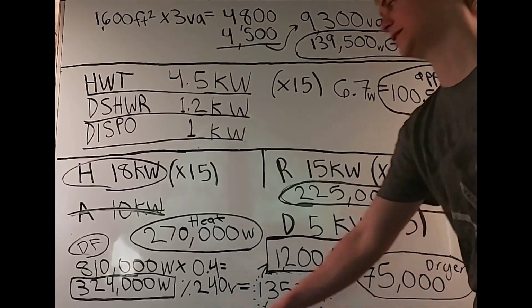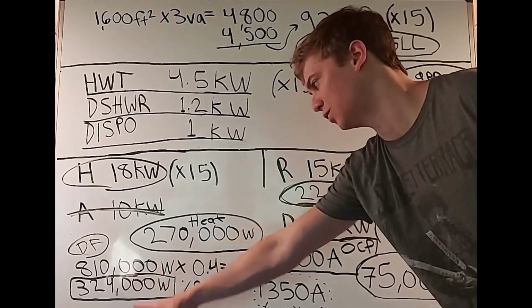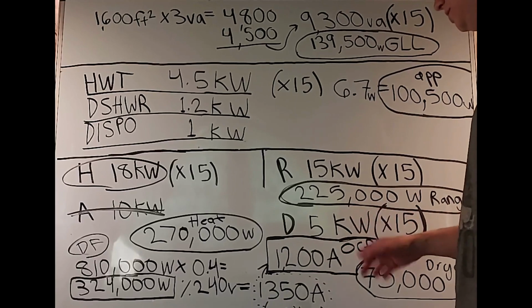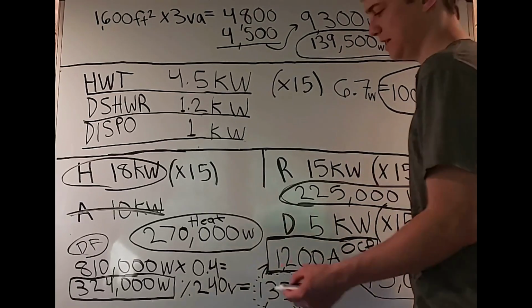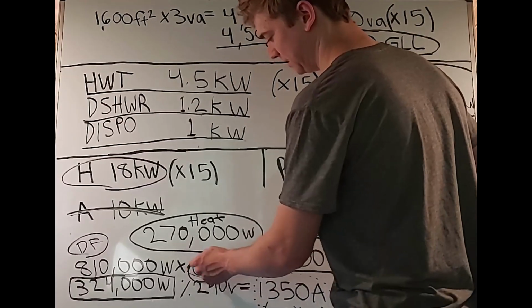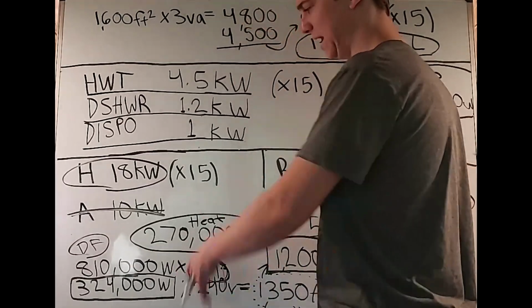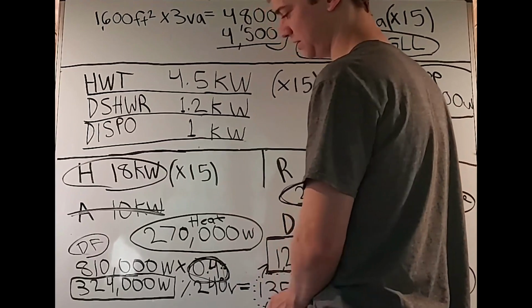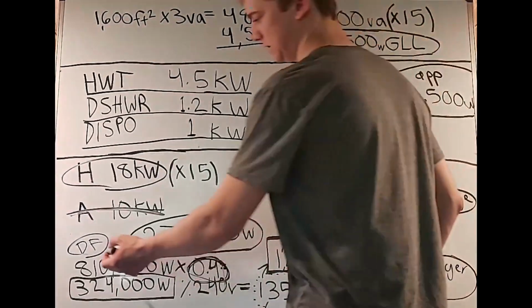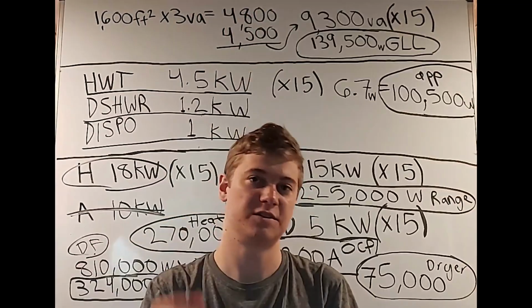Okay, and our final answer is 324,000 watts and a 1200 amp overcurrent protection device because of that. And again, because of the optional method, we only had that one demand factor at the very end. Everything else was at 100%, and we added everything together at 100%. And then we just did the final demand factor at the very end based on how many units that we had. So that's it for this video.